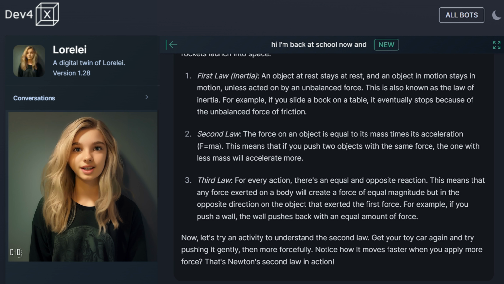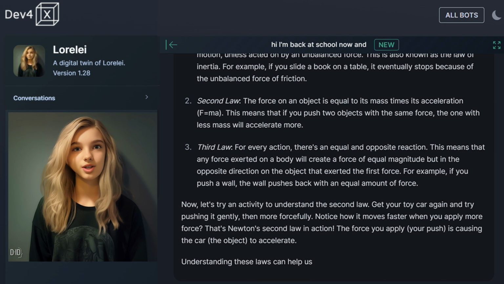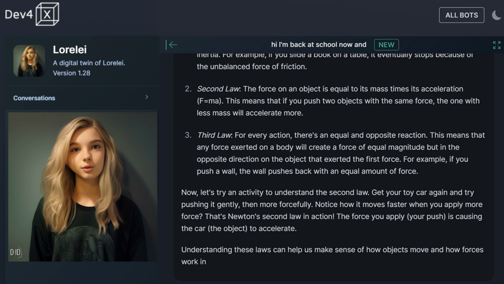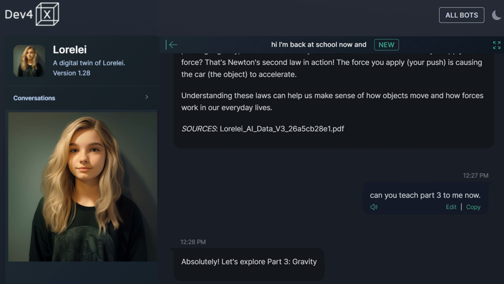Now, let's try an activity to understand the second law. Get your toy car again and try pushing it gently, then more forcefully. Notice how it moves faster when you apply more force? That's Newton's second law in action. The force you apply, your push, is causing the car, the object, to accelerate. Understanding these laws can help us make sense of how objects move and how forces work in our everyday lives.